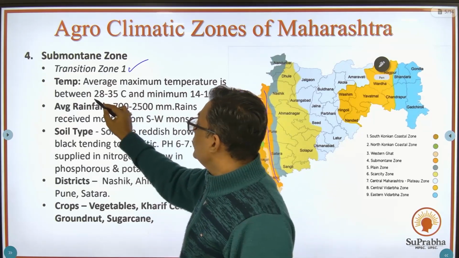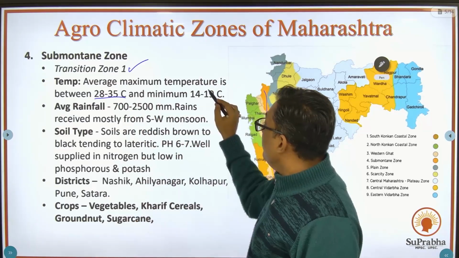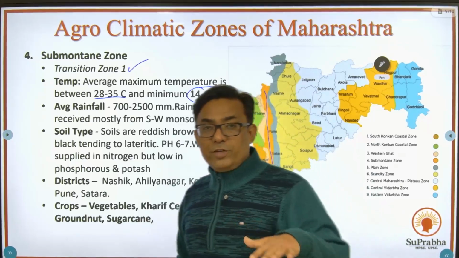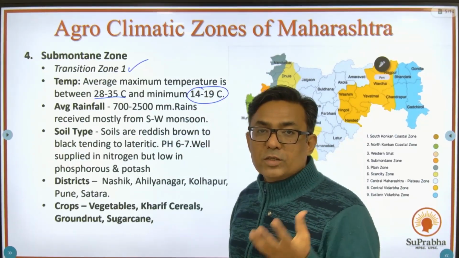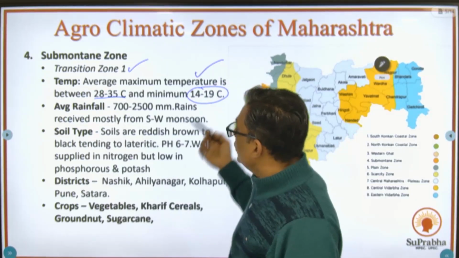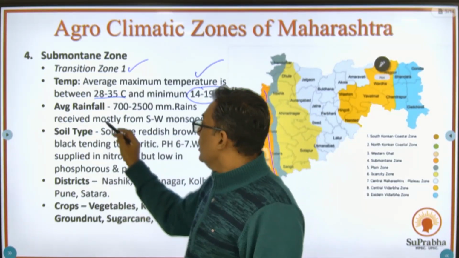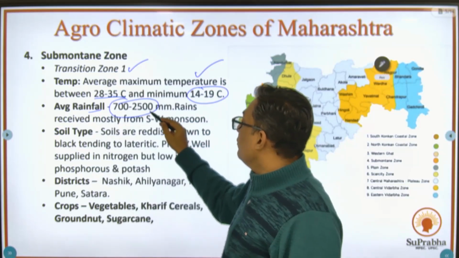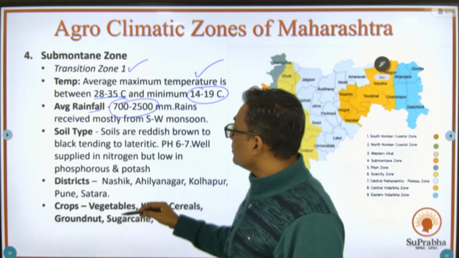Temperature over here is between 28 to 35 degrees Celsius maximum, and minimum is 14 to 19 degrees Celsius. Now this is an average. If you consider each individual place, the temperatures might vary, but over here this is an average which you can use for your answers. Average rainfall is 70 centimeters to 250 centimeters depending on the place.